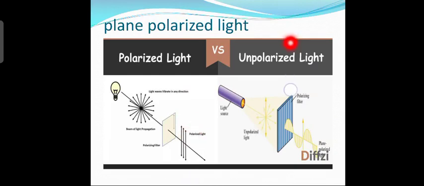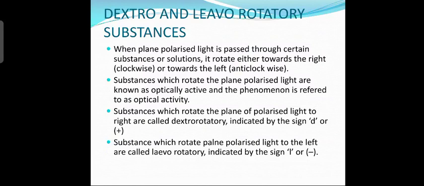Unpolarized light, you can see here, is not passed through a prism or filter. Light source, unpolarized; polarizing filter, plane polarized light. So polarized light versus unpolarized light: polarized light vibrates only in one direction. Next slide.